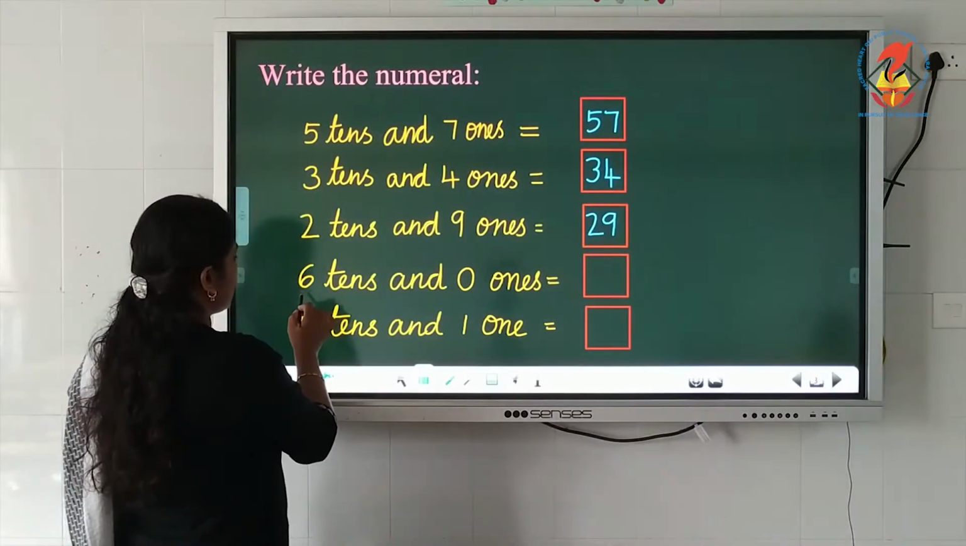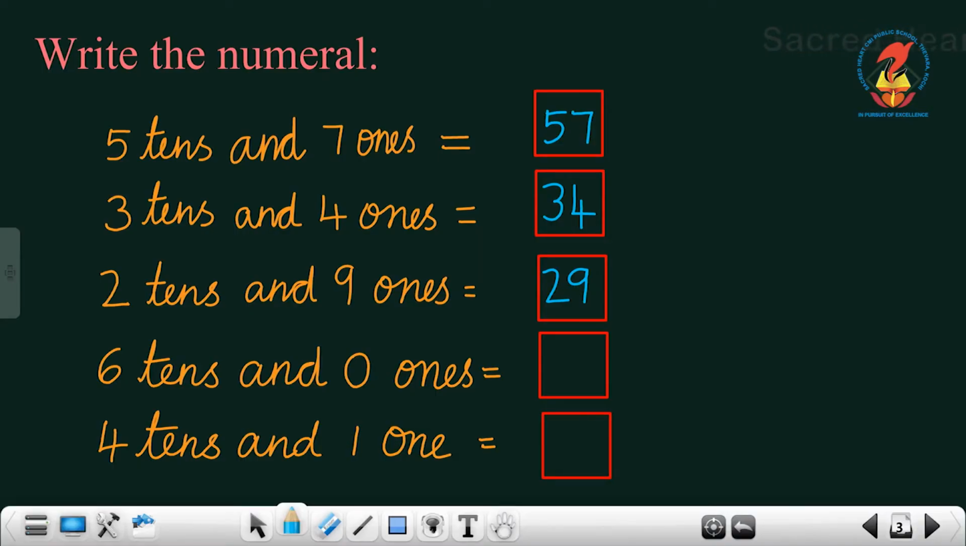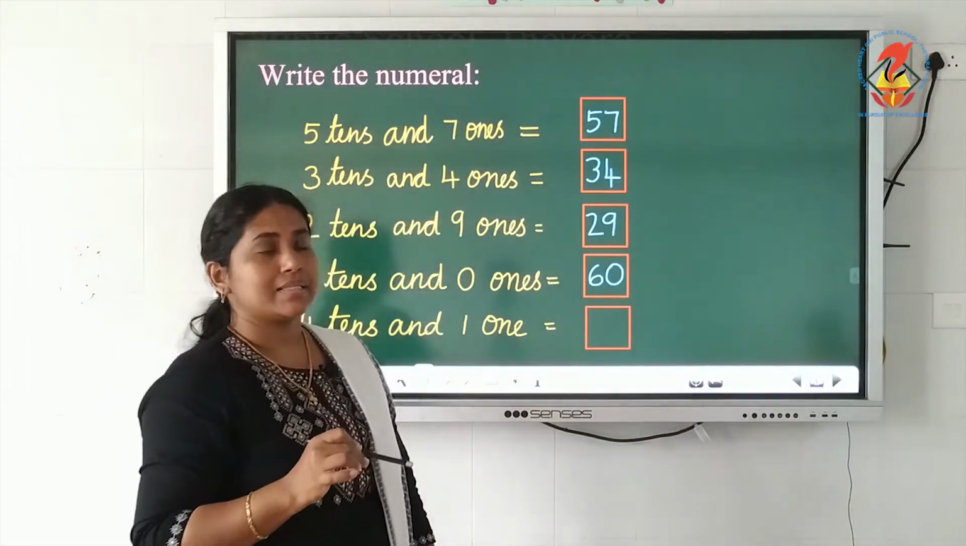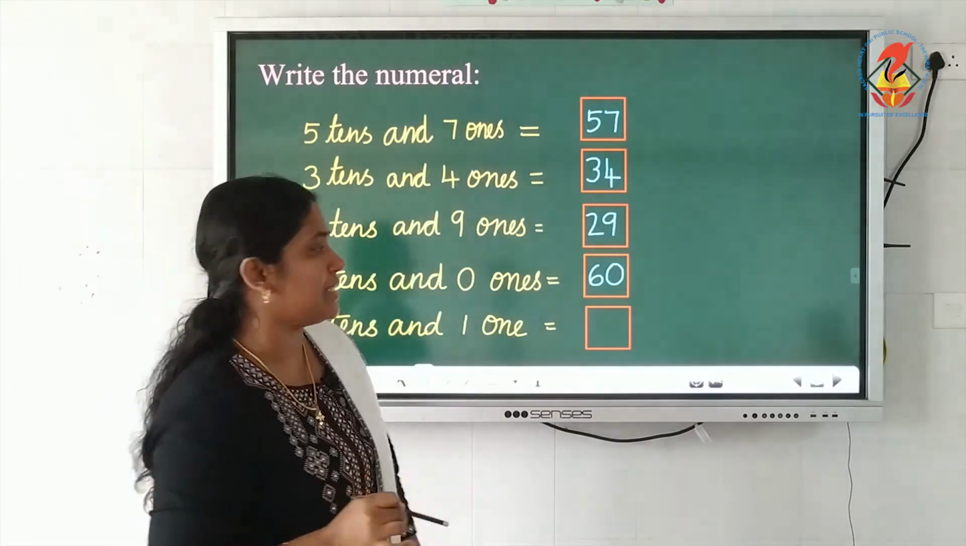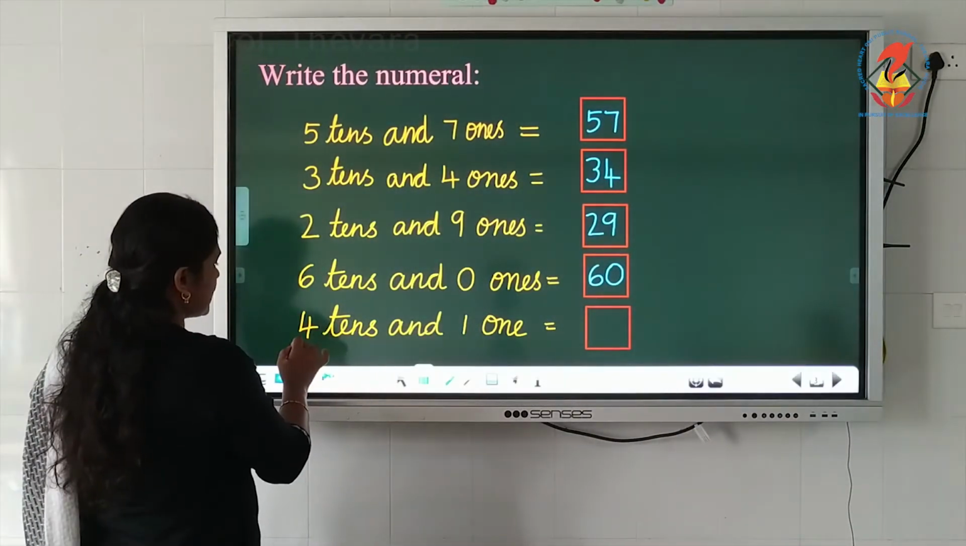Look at the next question. 6 tens and 0 ones. How many tens? 6 tens. So tens place we will write 6. And how many ones? Is there any ones? 0 ones. So we will write 0 at the ones place. So what is the number? 60. Now look at the last question.